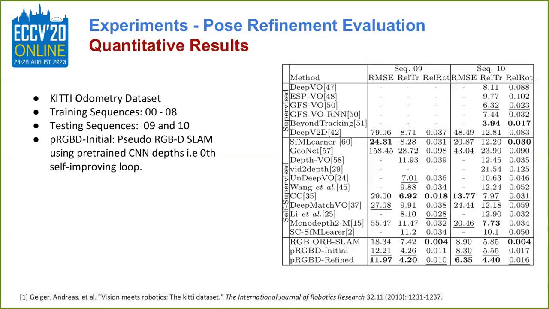We evaluate the pose refinement on the KITTI odometry dataset. We use sequences 0 to 8 of the KITTI odometry dataset for the self-improving loops and tested on sequences 9 and 10. We can see that the proposed method outperforms in the self-supervised category in both RMSE and relative translation metrics.